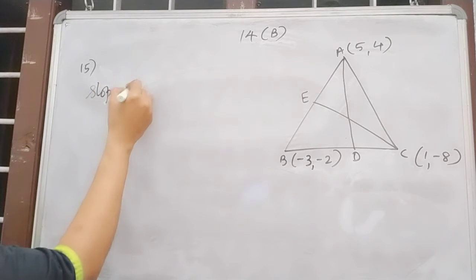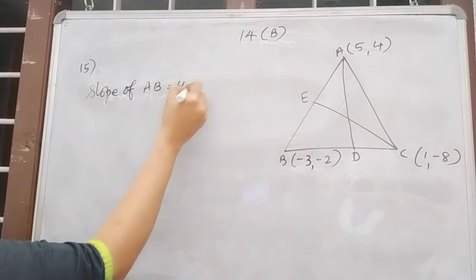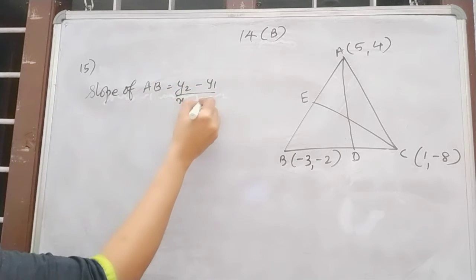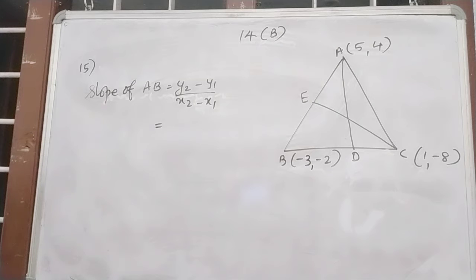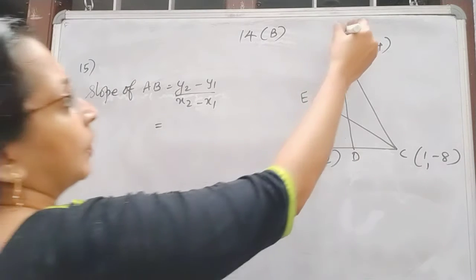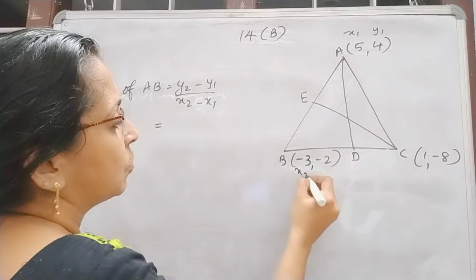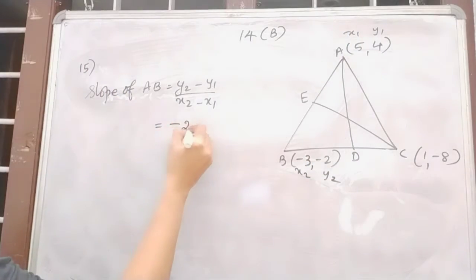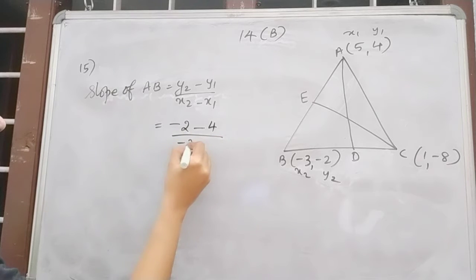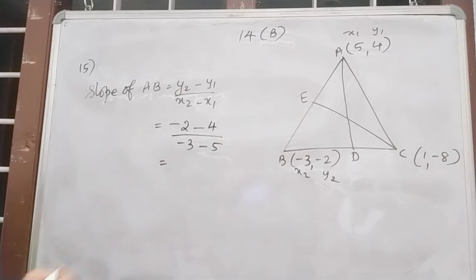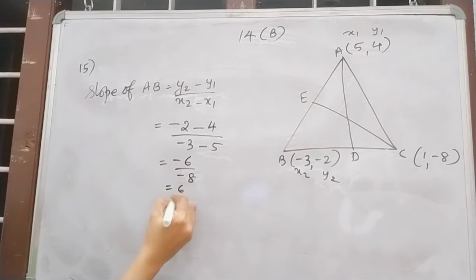Slope of AB will be y2 minus y1 divided by x2 minus x1. So this is x1 y1, x2 y2. y2 minus y1 means negative 2 minus 4 divided by negative 3 minus 5, which is equal to negative 6 by negative 8, which is equal to 6 by 8. If we cancel, we will get 3 by 4. Slope of AB.